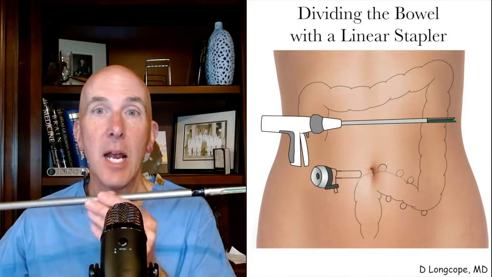So once we've mobilized the colon, we then have to divide it. And how do we do that? We use a stapler, right? Just like this. Well, not quite like this, but it's kind of like this, believe it or not. You have to get a special device that's going to fit through the trocar just like this. And this is long and skinny.